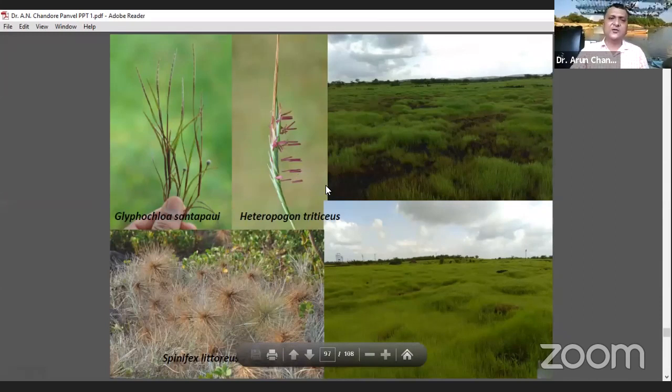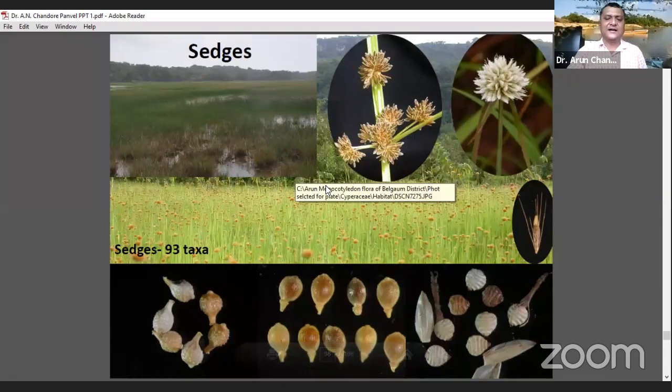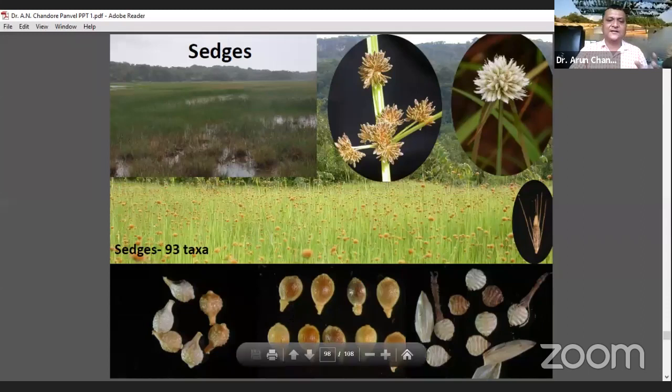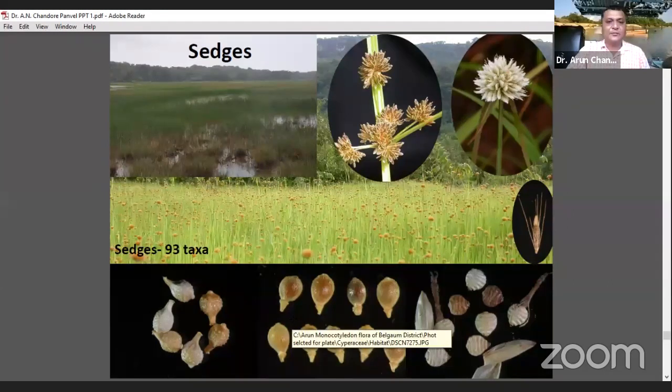The second group is sedges. Sedges are neglected by taxonomists because of their marshy habitat. It's difficult to identify them, with non-availability of standard literature. But you see this spikelet, flower and its nut character. Its nut is a very diagnostic character, and with the help of this we can identify each species. But you see, though it is a marshy habitat, it's a beautiful plant.